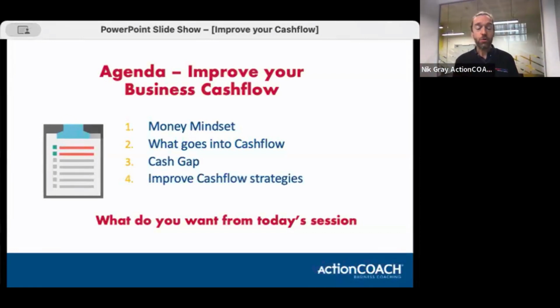altogether. So just before we get started, has everybody got something that they want to get from today's session? You don't have to answer out loud, but have you got something written down in front of you that you want to get from today's session? As I said, the more you've got written there, or the more clear you are on what you want to get from today's session, the better you are to achieve it.